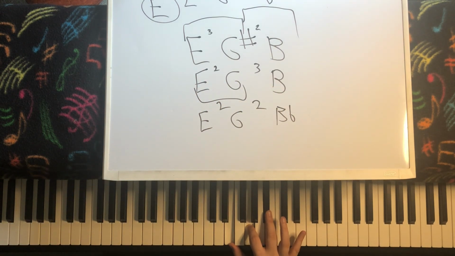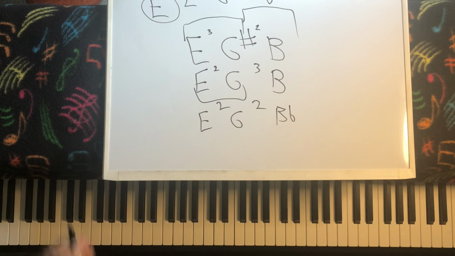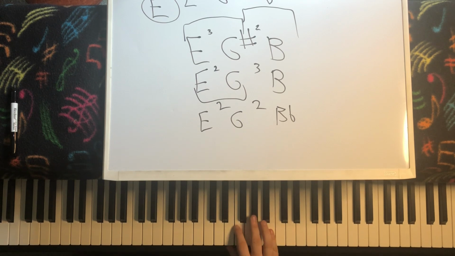Okay? So E diminished is going to be E, G, B flat. If this is confusing, let me talk about it in some other terms. I'll stay on E, but we'll try it on one more chord before we move on. For E, I have E major: E, G sharp, B.